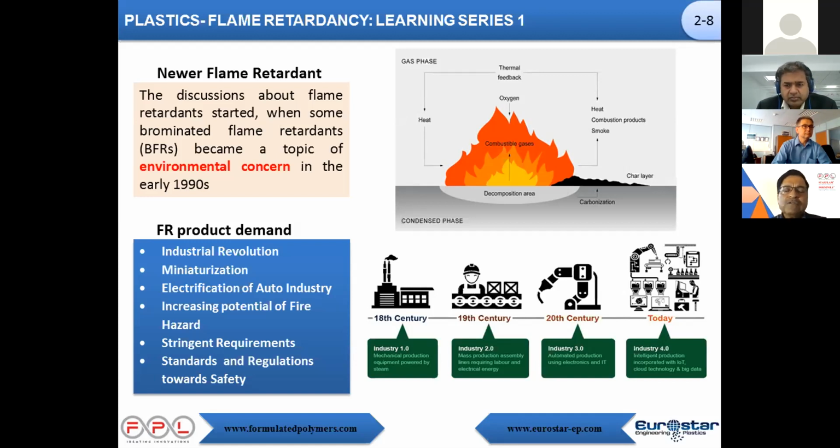And of course, the demand now is triggered by the industrial revolution, miniaturization, and the electrification of the auto industry. There's a big potential for flame retardant plastics, and an increasing potential of fire hazard. A lot of standards are coming up, and a lot of stringent requirements are there on the safety of humans associated with the parts. Safety standards are evolving all around, and that is why flame retardant technologies keep improving and marching forward.